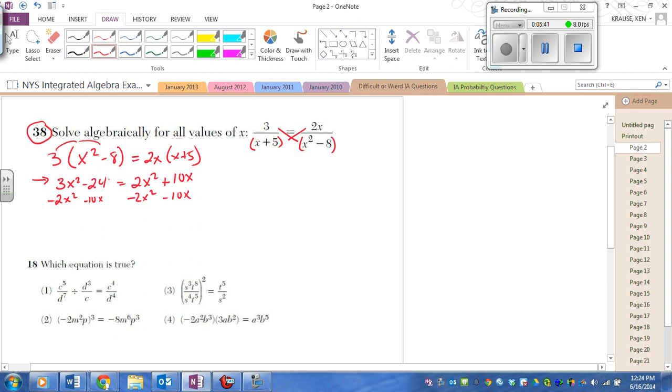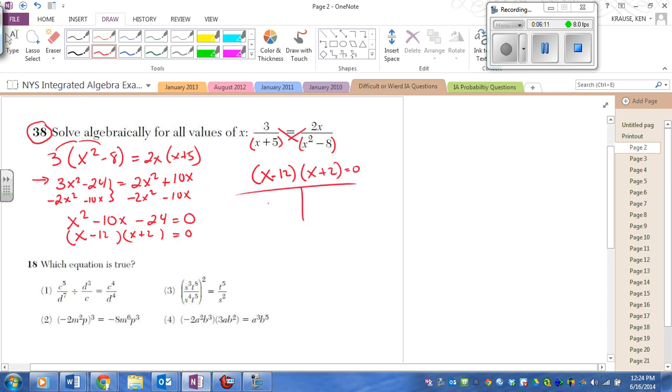Now these can't be combined right here, they're not the same. These can be combined, so I get x squared minus 10x minus 24 equals 0 now. Cross multiply, or excuse me, factor. X minus 12, x plus 2, but not quite done. Because it's equal to 0, x equals 12, x equals -2.